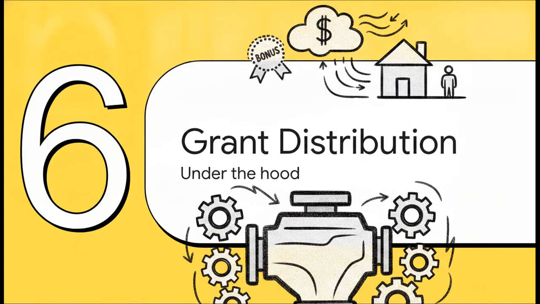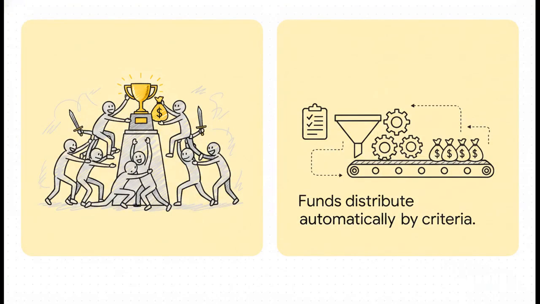And finally, Section 6, how distribution works, under the hood. Okay, this is a crucial distinction that most people totally miss. When you hear the word grant, you're probably picturing a competitive grant, right? Where applicants are fighting tooth and nail against each other for a limited pool of funding, and only the best proposals win. But the absolute secret weapon in the funding world is the formula grant, where funds distribute automatically based on a strict set of criteria rather than a competitive proposal.